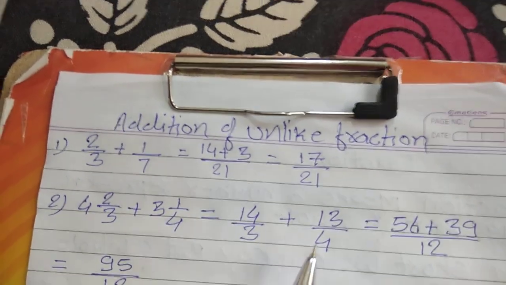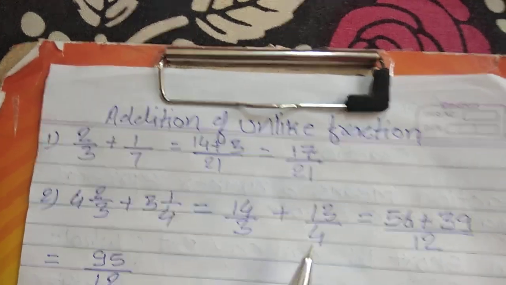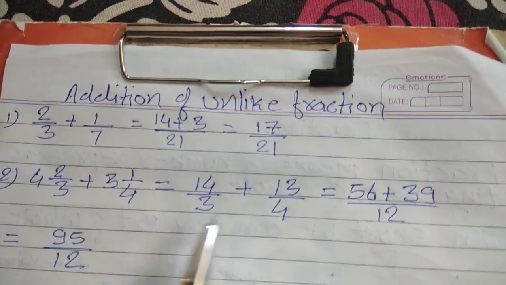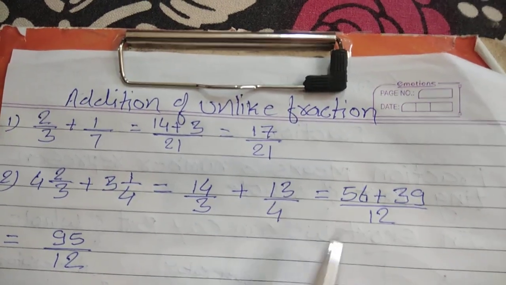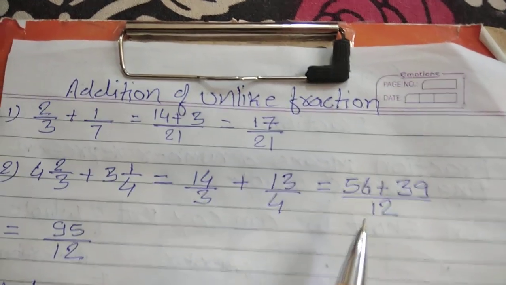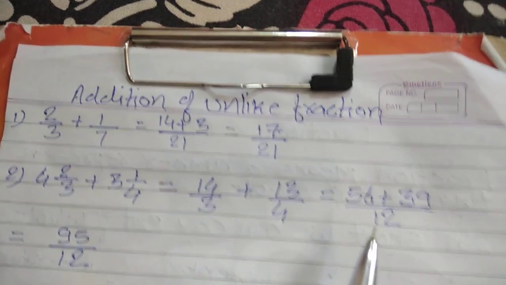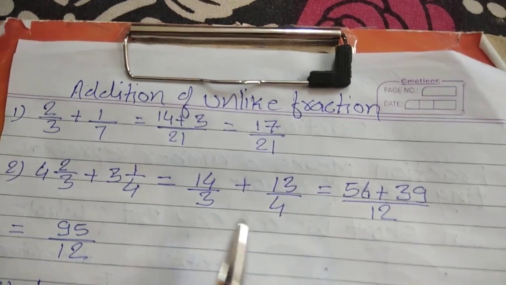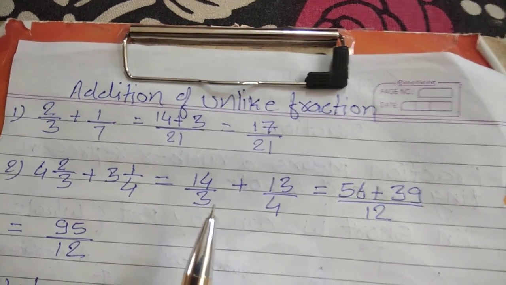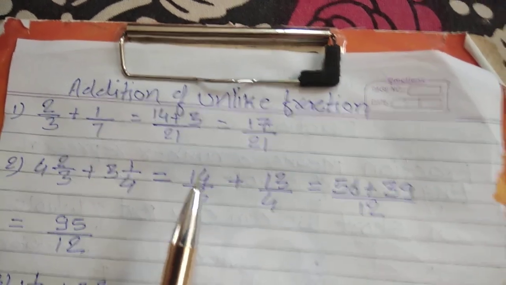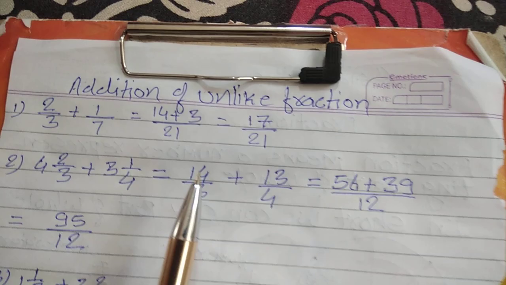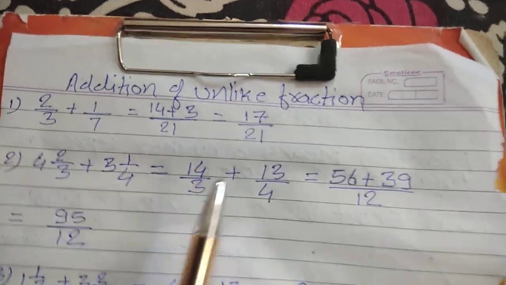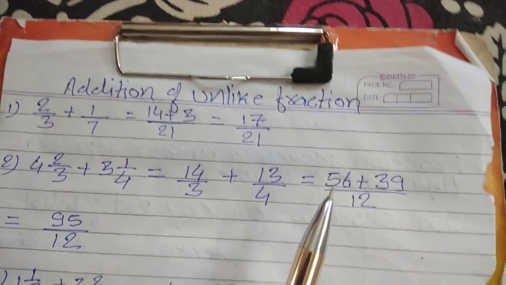Now if you see this, both the denominators are different, so you have to find the LCM of 3 and 4. The LCM of 3 and 4 is what? 12. After you get the LCM 12, you have to write it here. Now this 12 you have to divide by this 3. When you divide 12 by 3, you will get the answer 4. That 4 you have to multiply with 14. So 14 4s are how much? 56. I have written here 56.